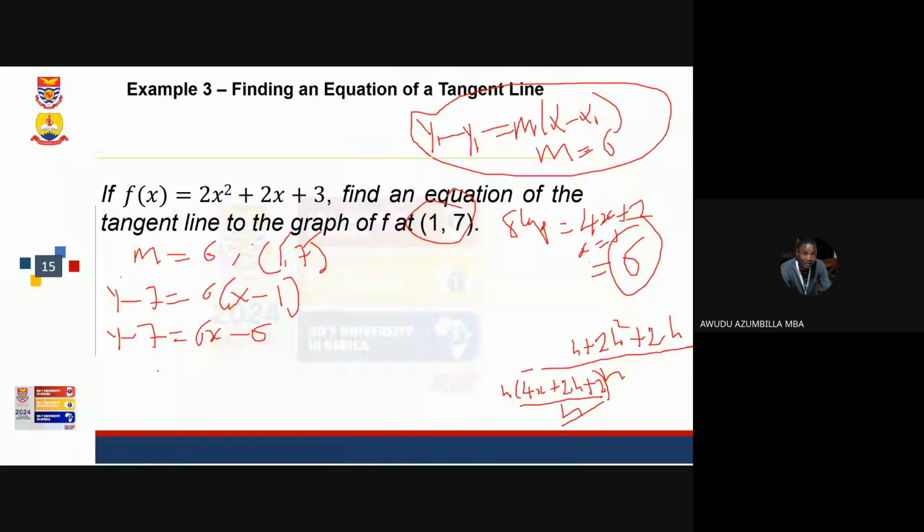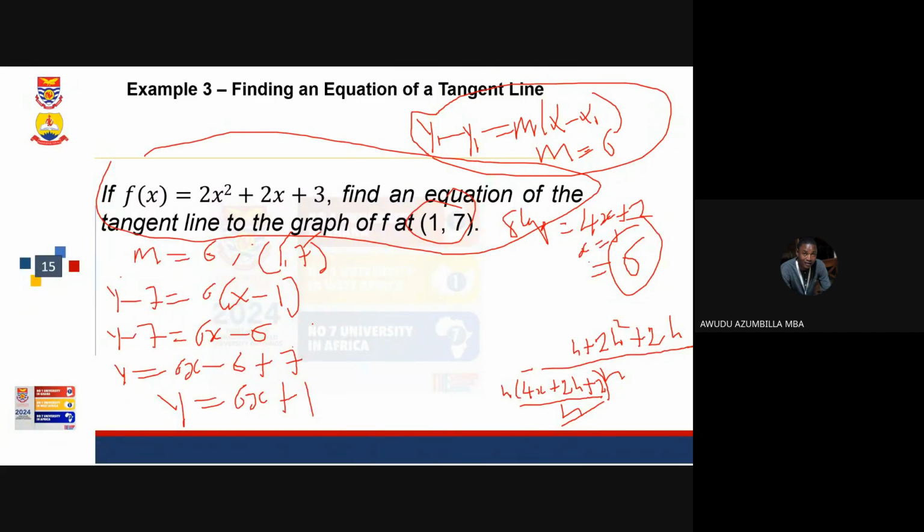So you now come to group like terms, make y the subject. If you make y the subject, you are going to get y equal to 6x minus 6 plus our 7, right? So our y is going to give us 6x plus 1. So this is the equation of the tangent line. You see this small question they've asked. See how you have gone around to find the equation. So this is the final equation that they need.